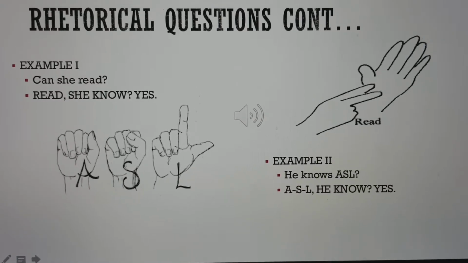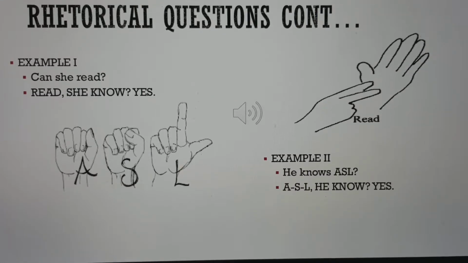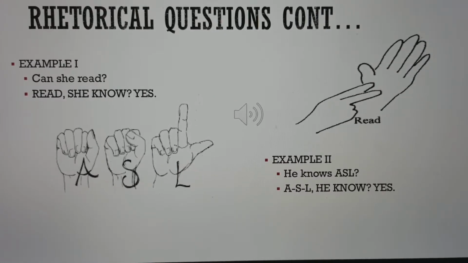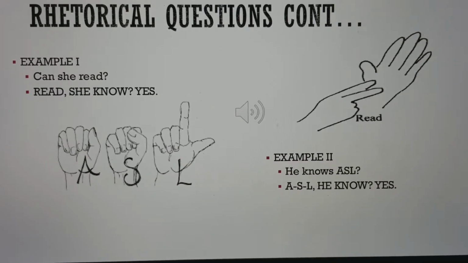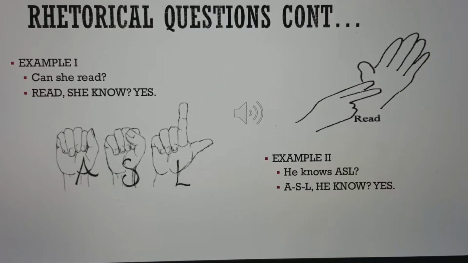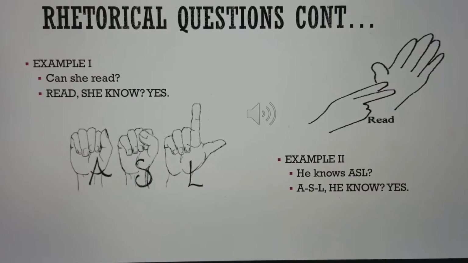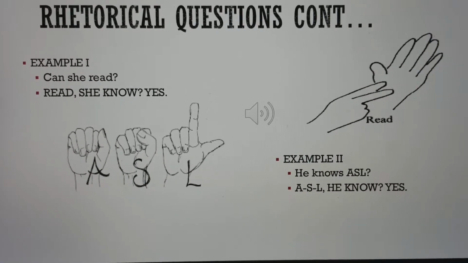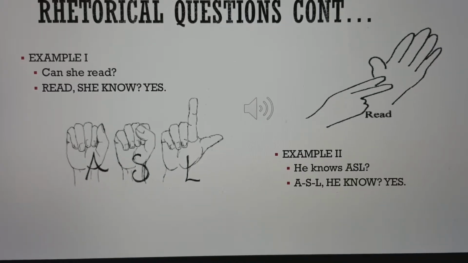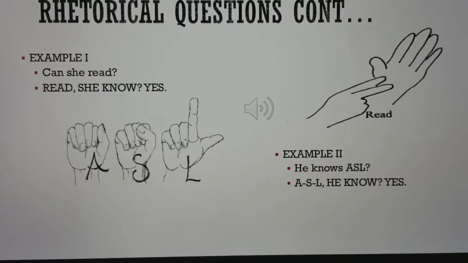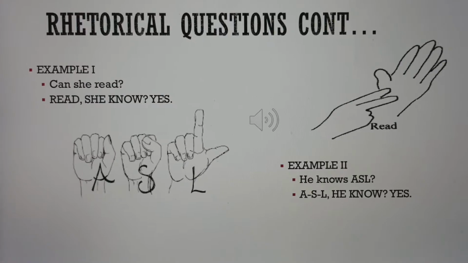A couple of examples I've given for rhetorical questions are example 1, which reads, can she read? When glossed, it would be signed, read, she know, yes. And then example 2, he knows ASL, would be signed, finger spelled ASL, he know, yes. I think it's important to remember that if the signer is asking a rhetorical question, their head should be tilted to the side or forward, with the eyebrows raised up. Important when doing rhetorical questions.